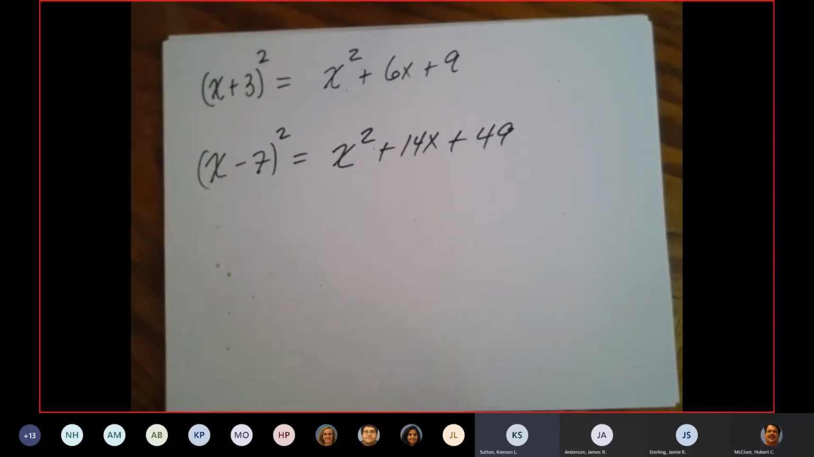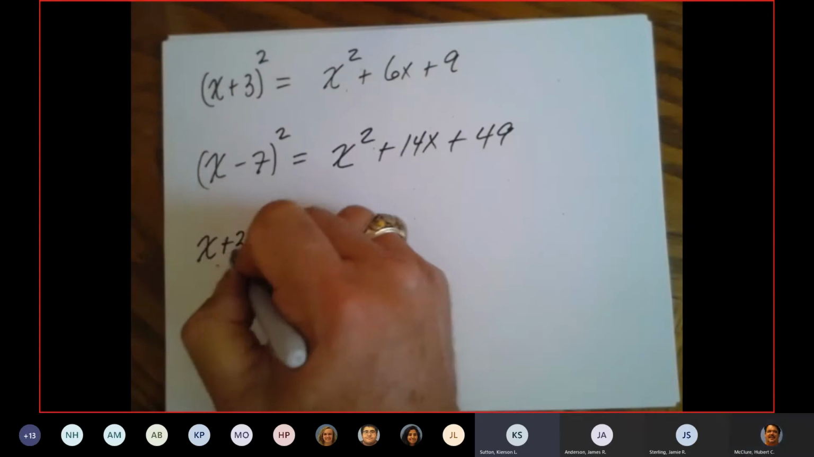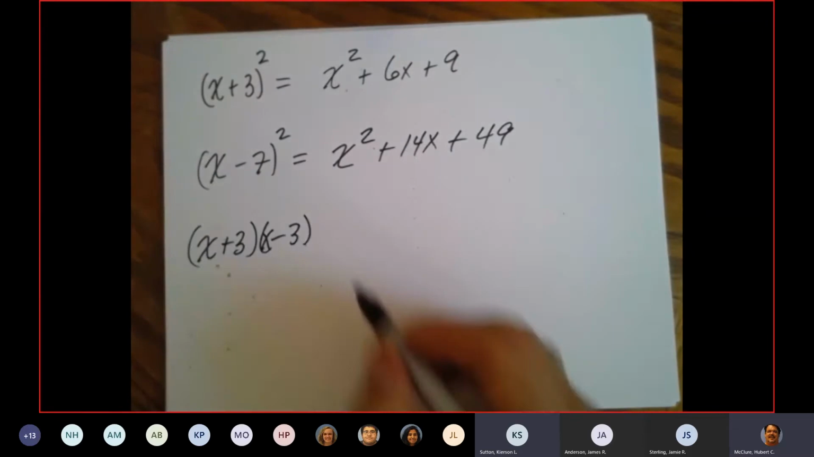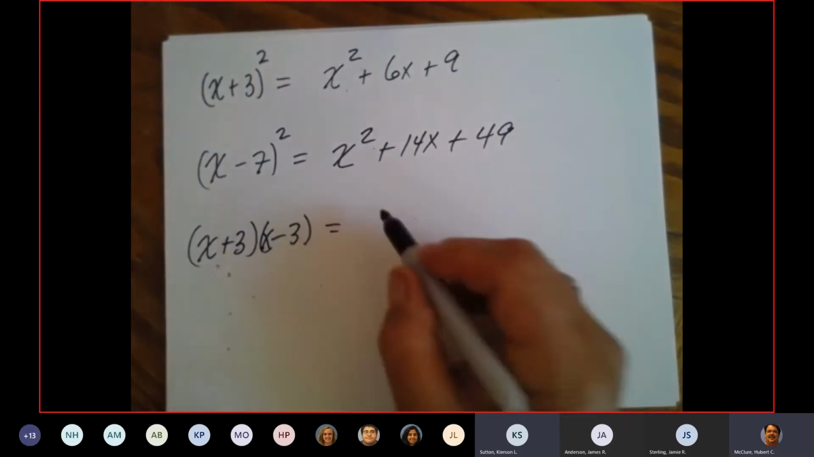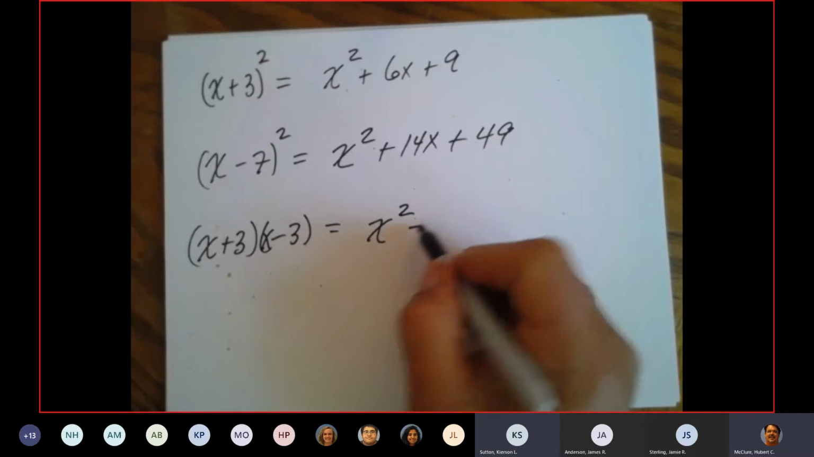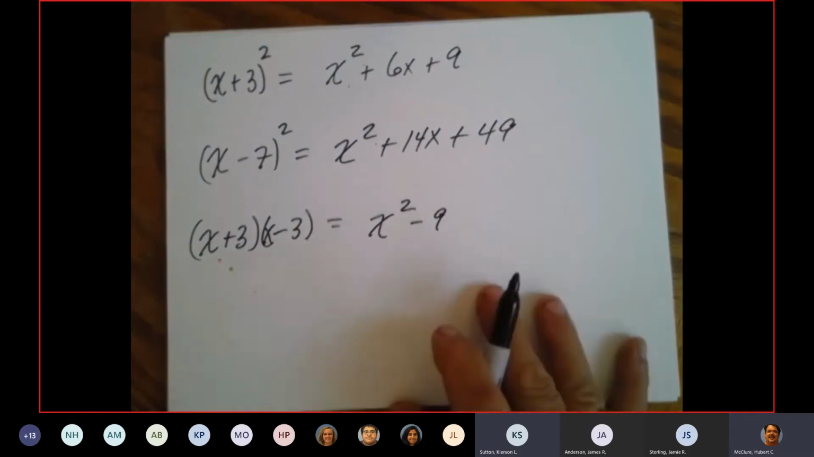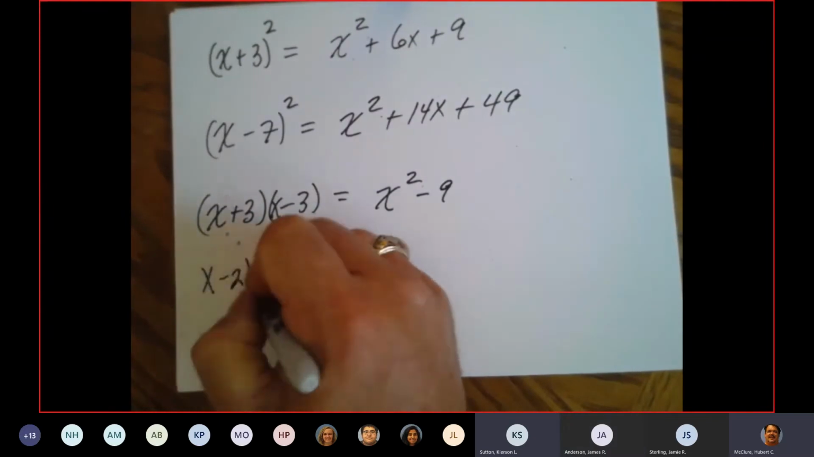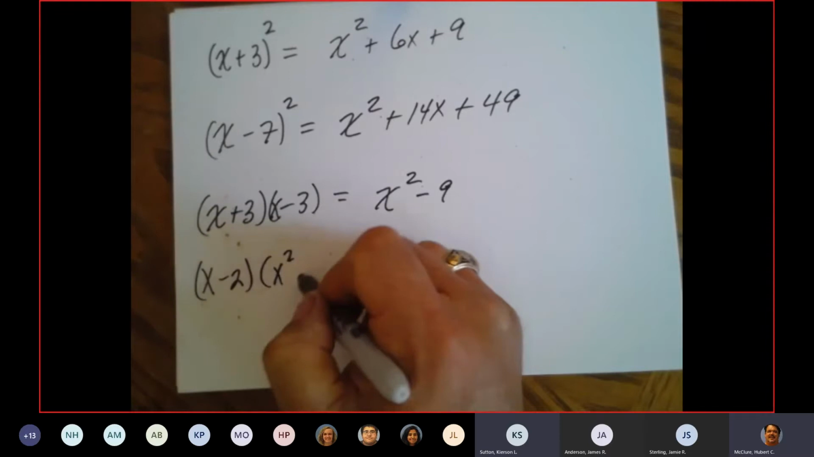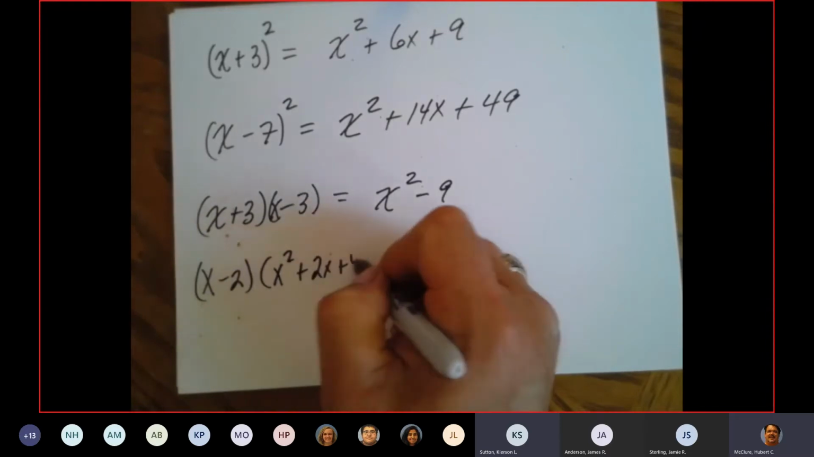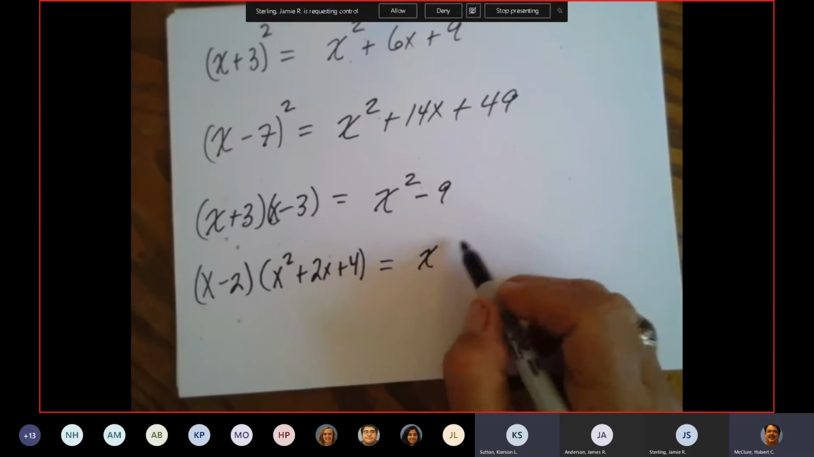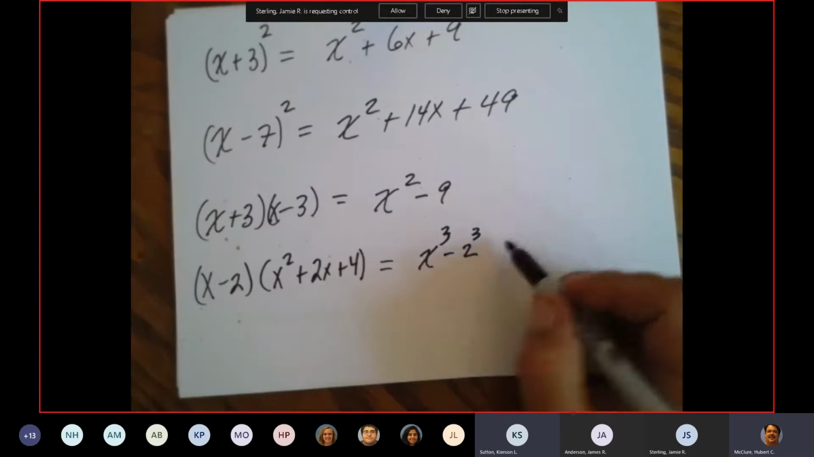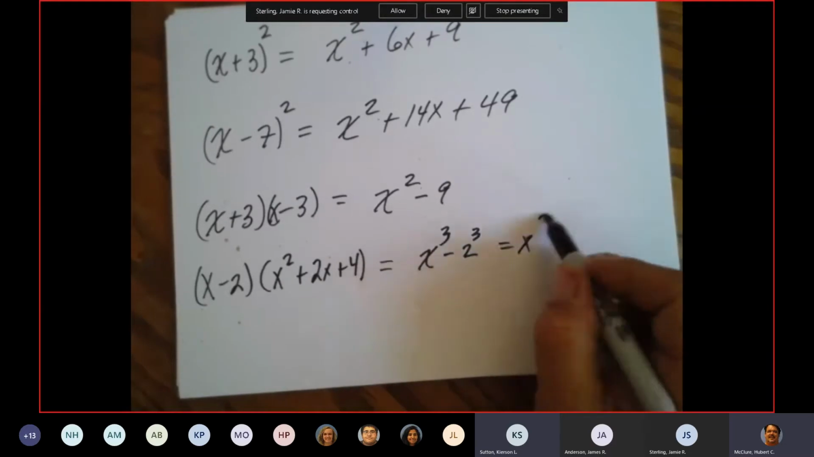How about (x + 3) times (x - 3)? That's shortcut number 3. And I'm multiplying, so I'm going the opposite way. That's x squared minus 9. How about (x - 2) times (x squared + 2x + 4)? That's equal to x cubed minus 2 cubed, which is x cubed minus 8.